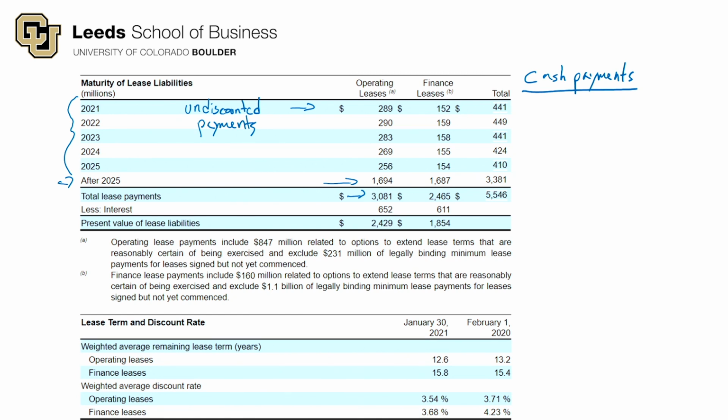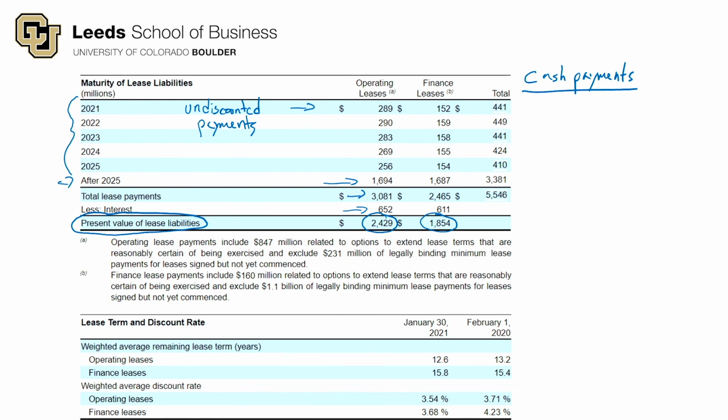Then for each payment, they'll discount that back to today to come up with the present value of the lease obligation, which goes on the balance sheet. And so they'll discount each of those payments to arrive at present value, and the difference is right here. So after discounting, you remove 652 million of value from those future payments, and now the obligation isn't as painful as the undiscounted cash payments. So there's the obligation for operating leases and the obligation for finance leases. And you can tie that number straight to the balance sheet. That's the number that is capitalized.